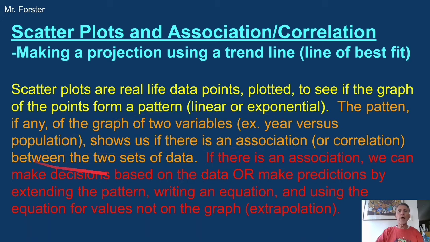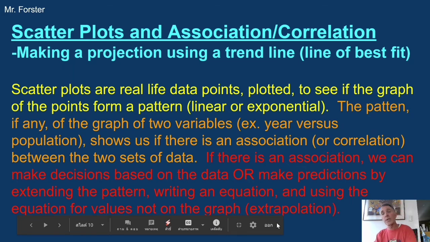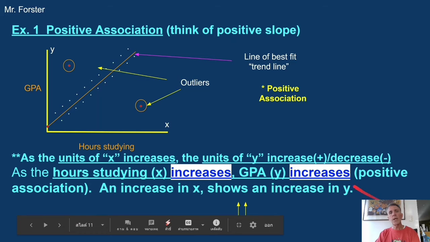So the graph, we could see, oh, it's going up and down, or it's going up, or it's going down. And if there is an association, we can make decisions based on the data or make predictions by extending the pattern or writing an equation. So we're using a lot of our tools that we learned this year on y equals mx plus b. So scatter plot, real-life data, and it's not going to make a perfect line, but we're going to deal with that. So let's look at this.